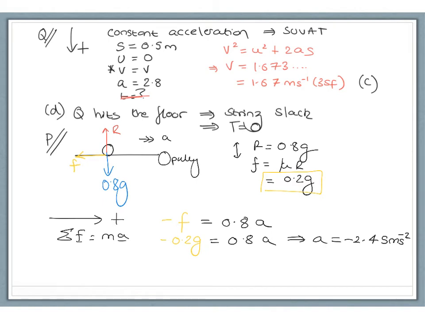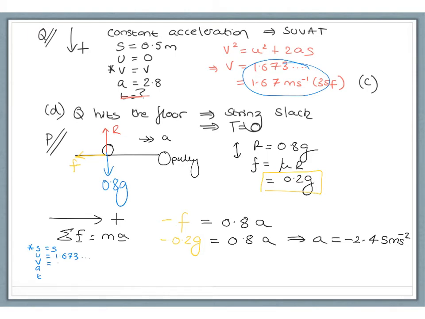We can then apply Suvat. Again, constant forces, constant acceleration means we can use Suvat. S is what we're looking for. U is going to be the same as the velocity with which Q hit the ground. Because the particles are connected by a light inextensible string, during the part of the journey when they're both connected, they have the same acceleration and the same velocity. So the velocity with which P is left with at the point Q hits the ground is the same as the velocity with which Q hits the ground. So this is 1.673, etc.